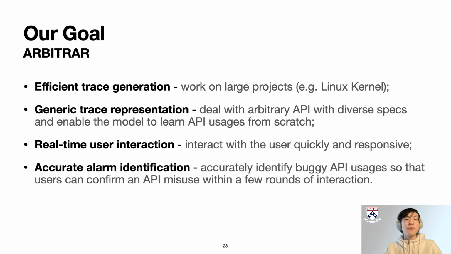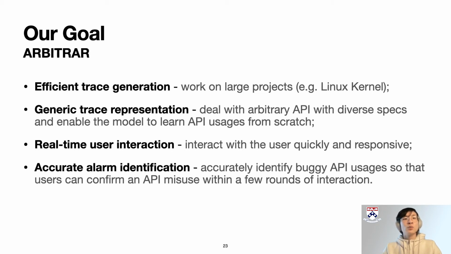With this design, we have the following 4 goals. The first one is efficient trace generation. Our ARBITRAR should work on large projects such as the Linux kernel. Secondly, it should have a generic trace representation. This is to deal with arbitrary APIs with diverse specs, and this representation should enable the machine learning model to learn API usages from scratch. And third, we should have real-time user interaction, because interacting with the user should be quick and responsive so that the user doesn't get frustrated when finding the bugs.